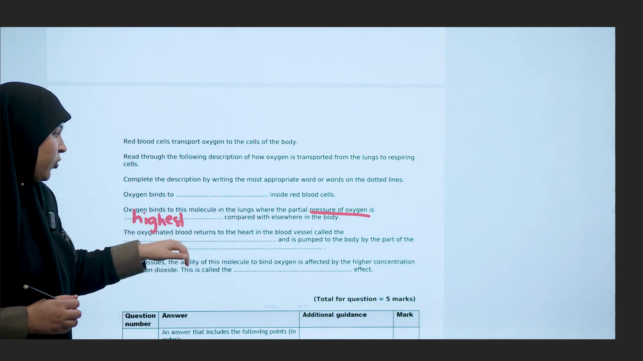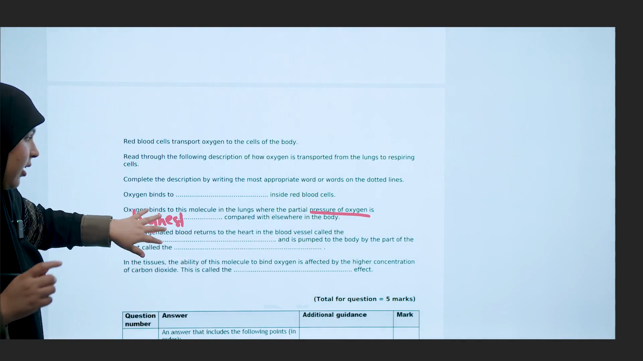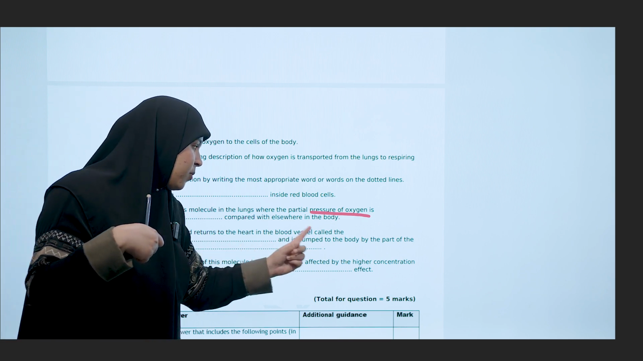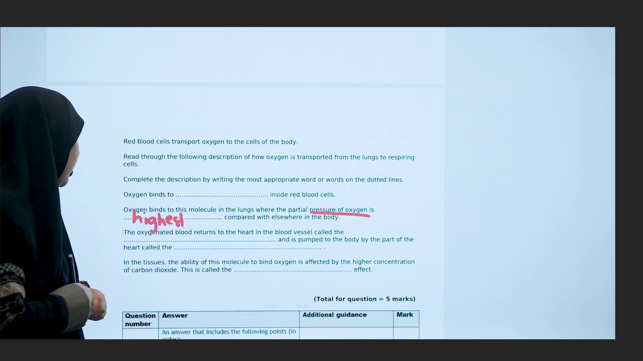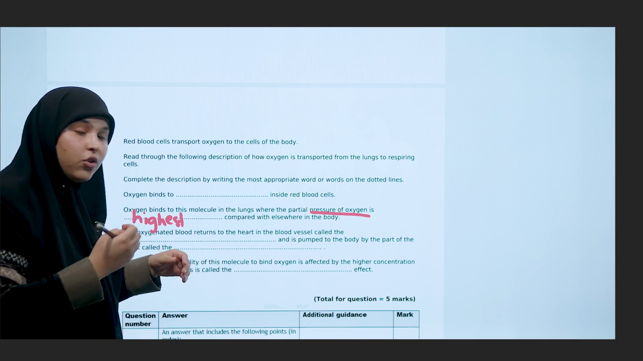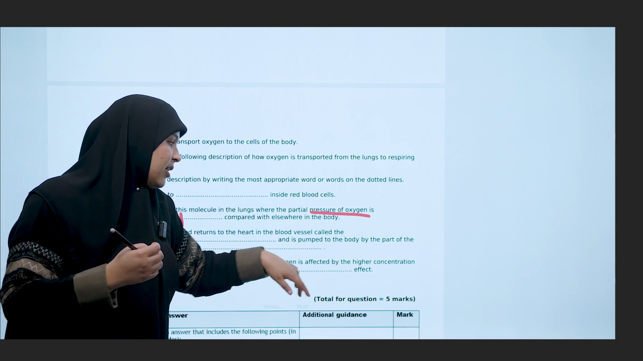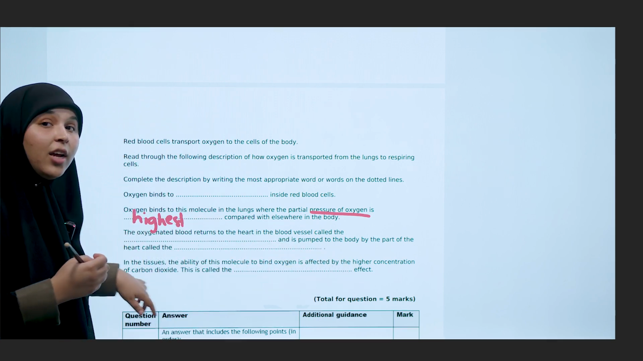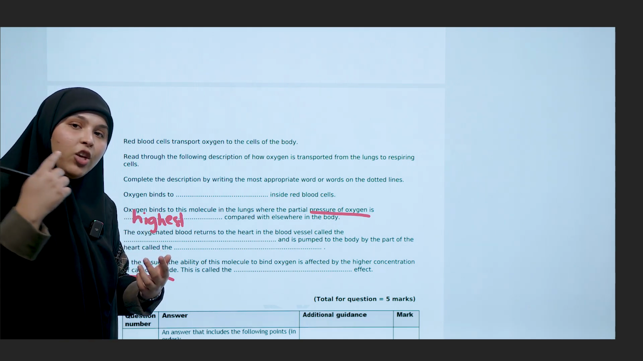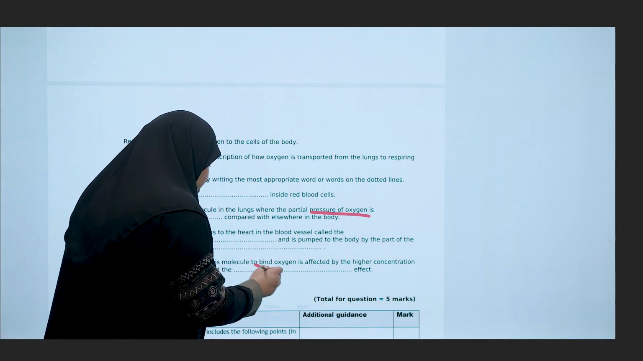The oxygenated blood returns to the heart through vessels called the pulmonary vein. We didn't get into this discussion. This will be in topic 1B. And it's pumped through the body by this part of the heart. We know that the structure of the heart that pumps the oxygenated blood is called the left ventricle. In the tissues, the ability of this molecule to bind to oxygen is affected by the higher concentration of what? Of carbon dioxide. What do we call this phenomenon? We can call it the curve shift. We can call it the Bohr effect. So we call this the Bohr effect.